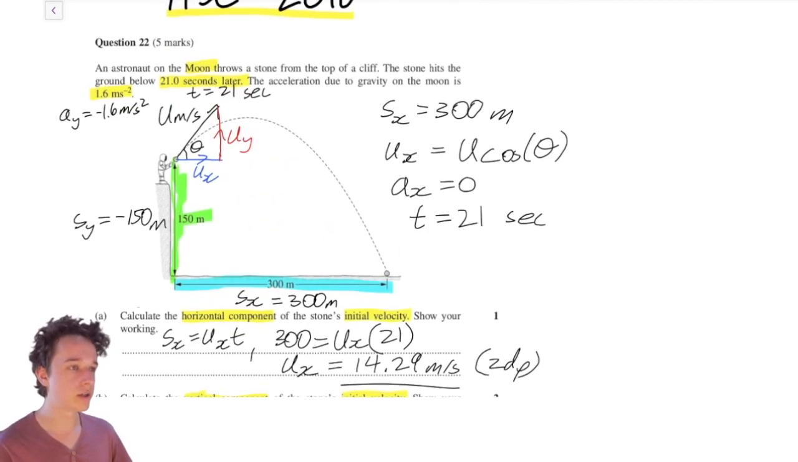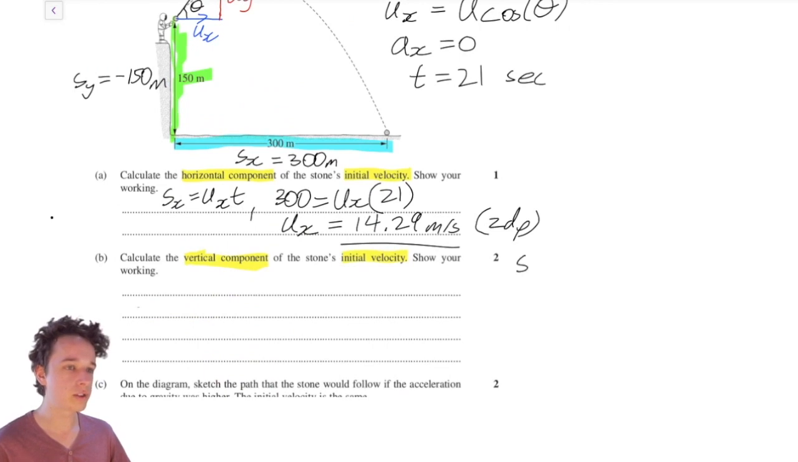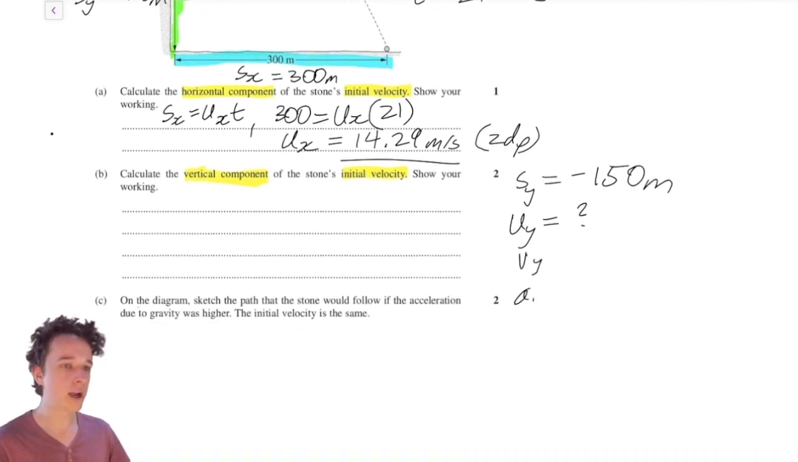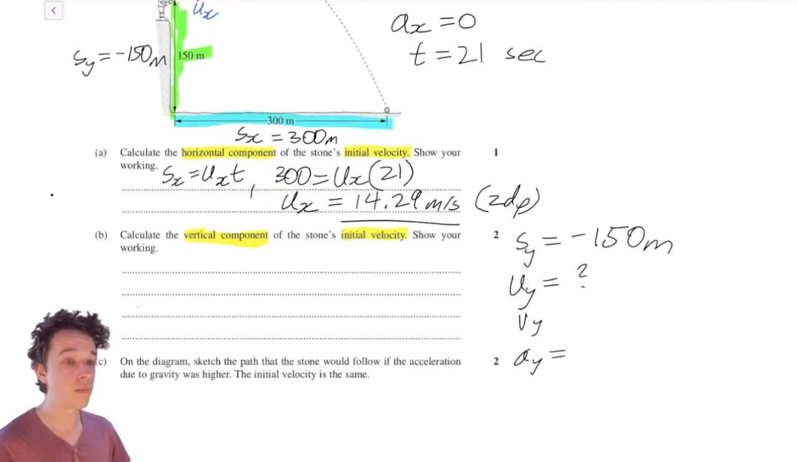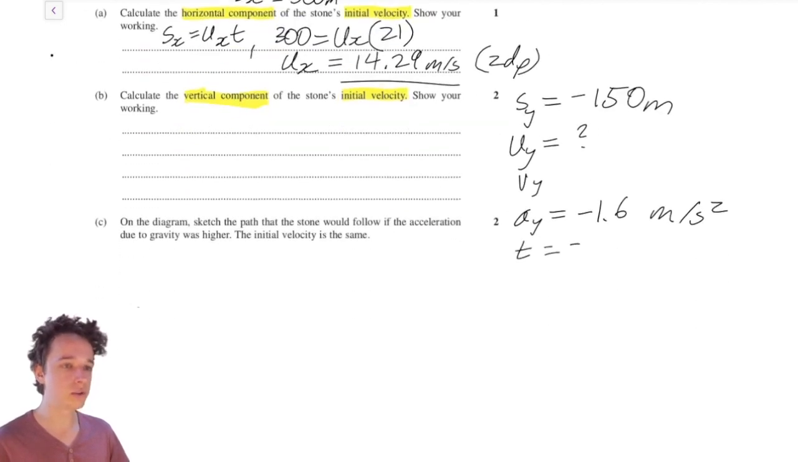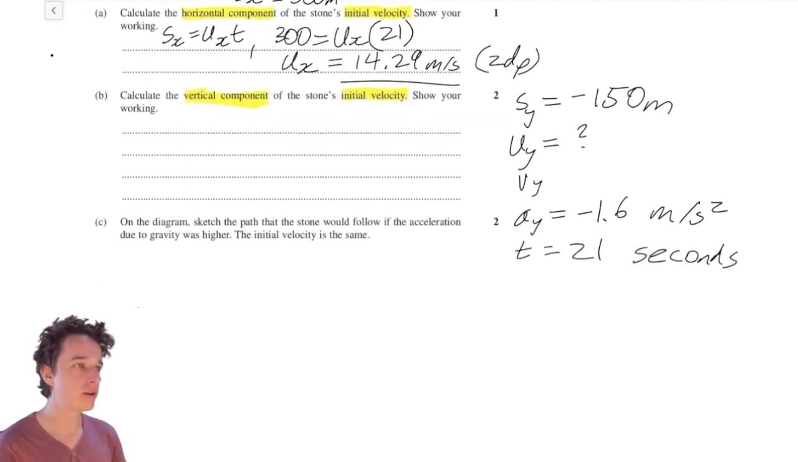So this time we're considering the vertical component. We know that sy is equal to negative 150 meters. uy, we don't really need to write down because that's the thing that we're finding. vy, we don't know. ay, we know is negative 1.6. So be careful not to forget that we're not on Earth anymore. And then t is equal to, again, 21 seconds. And now we use sy equals uy t plus half ay t squared.